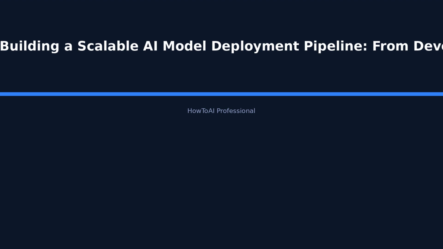After validation, we reach the deployment stage. Deployment is where the magic happens, where your model goes live and starts making predictions.